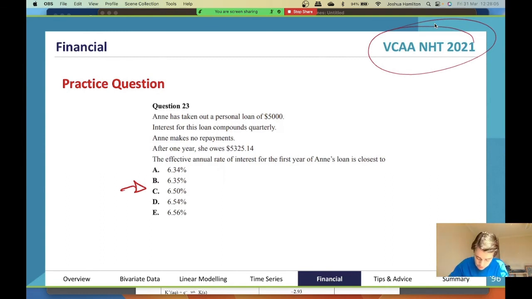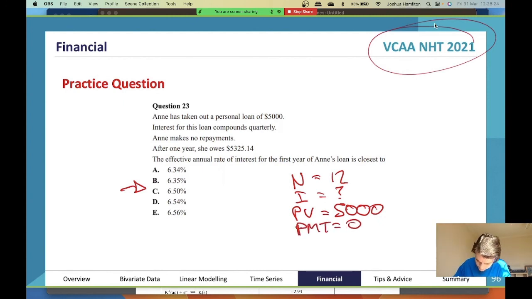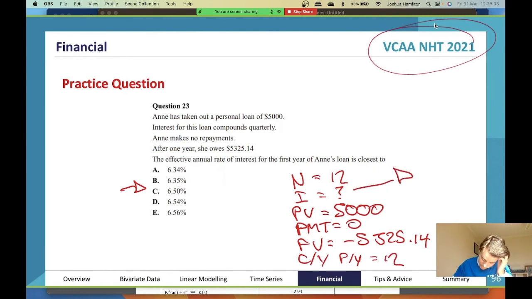First of all, I'm going to go to my financial solver, and I'm going to put in N equals 12. I'm going to put I equals, I don't know. That's my question mark. I'm going to put present value equals, it's a personal loan, so positive 5,000. I'm going to put PMT equal to 0 because there's no repayments. I'm going to put my future value equal to negative 5,328.16, and I'm going to put CY and PY equal to 12. I'll find this percentage.